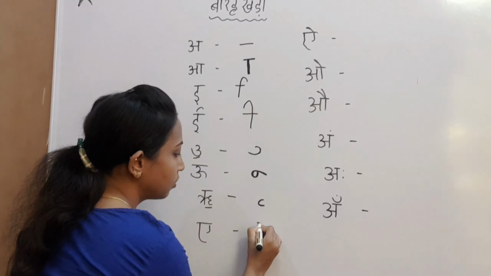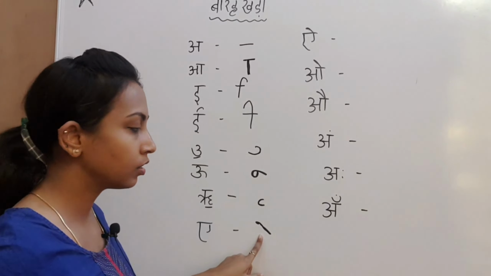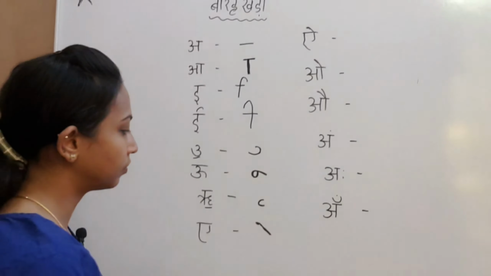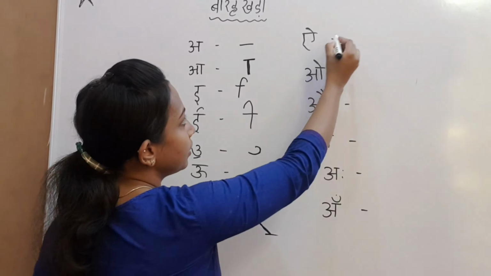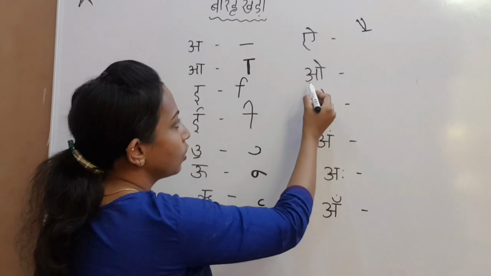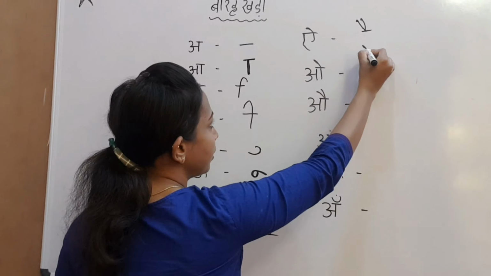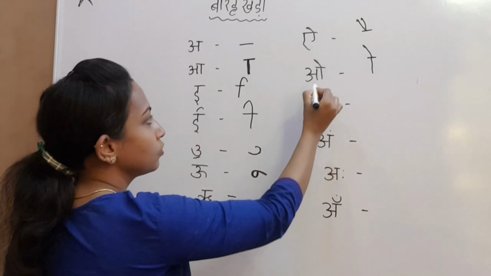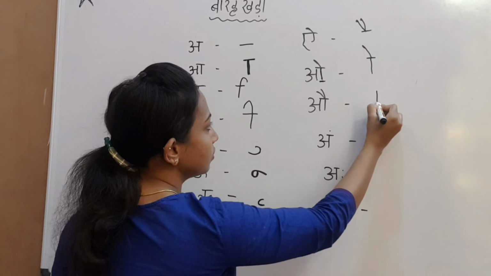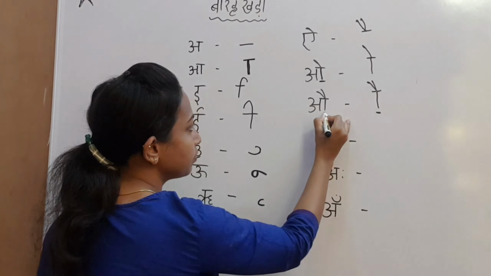E has one slanting line above the consonant. Okay, so E has one slanting line, and for Ai it has two slanting lines. O has one vertical line and one slanting line, so this symbol comes from here. Au has one vertical line and two slanting lines, so it comes from here.